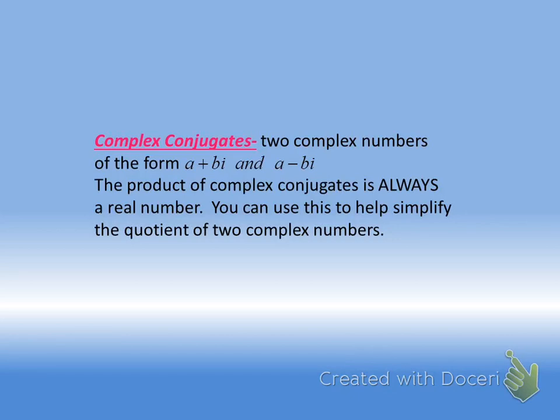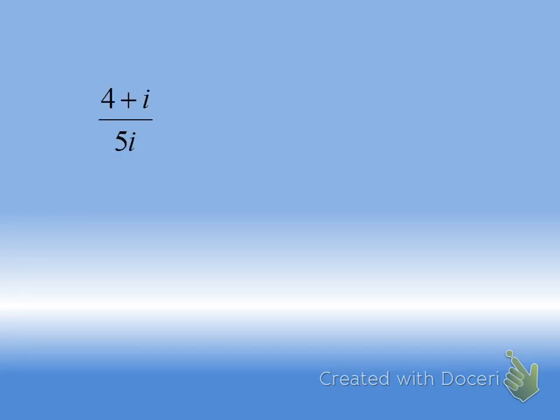The first one we do after this doesn't use that. We will the next one, though. And then you can use this to help simplify the quotient of two complex numbers. Because that has to do a lot with square roots.